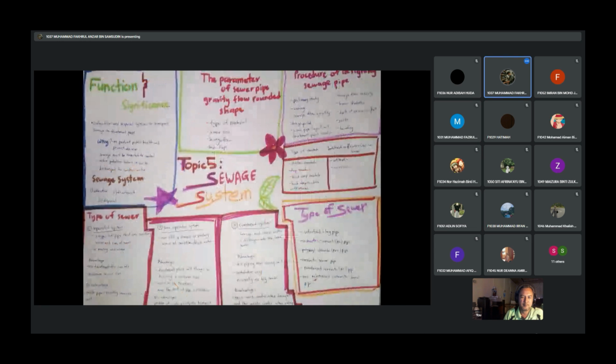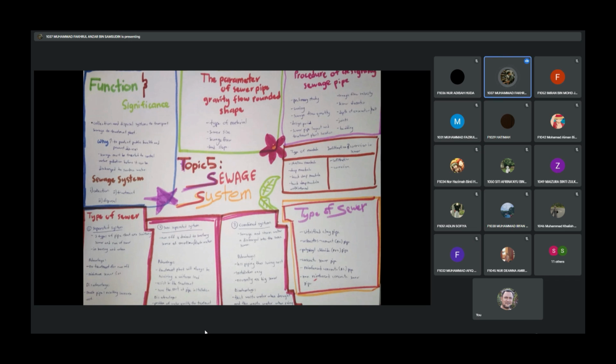Next is chapter 5, the sewage system. The function and significance is a collection and disposal system to transport sewage to the treatment plant. Why? Because it protects public health and prevents disease. And then the sewage system: collection, treatment, and disposal.